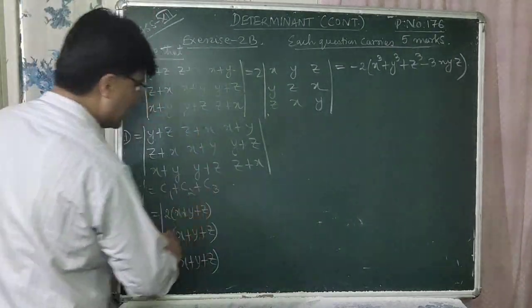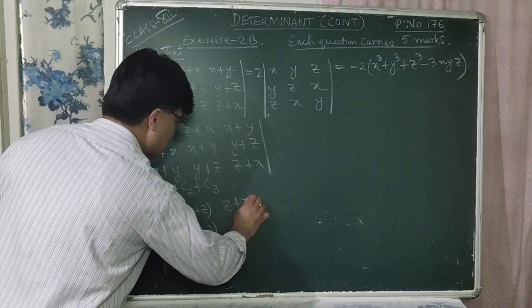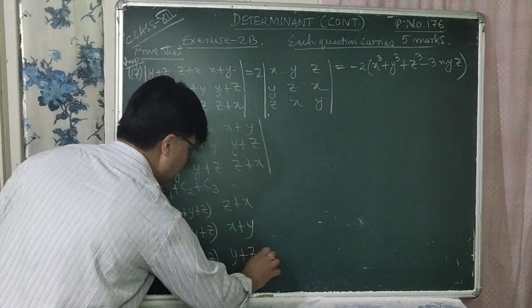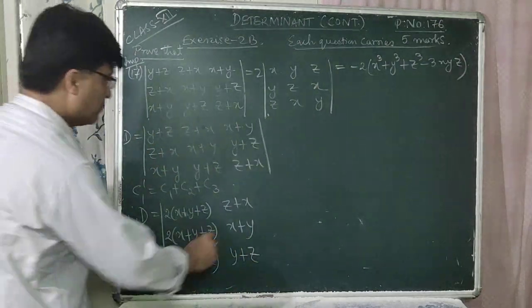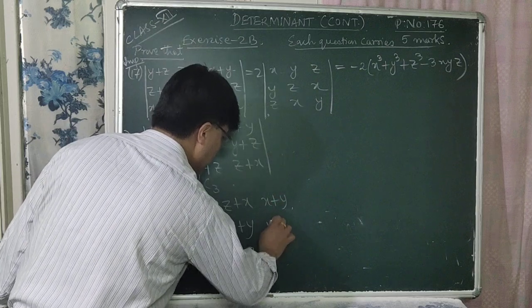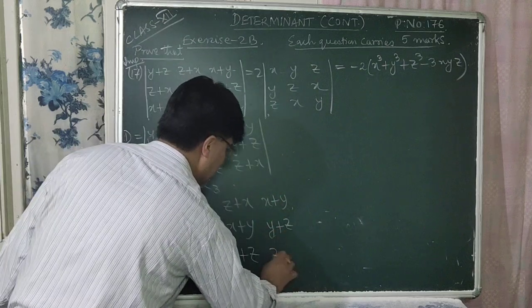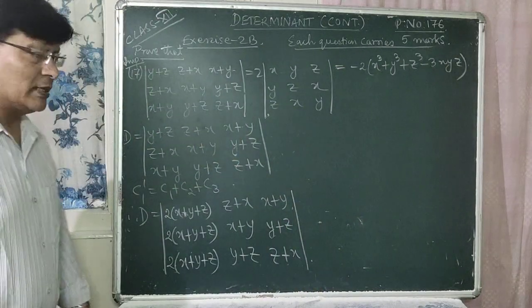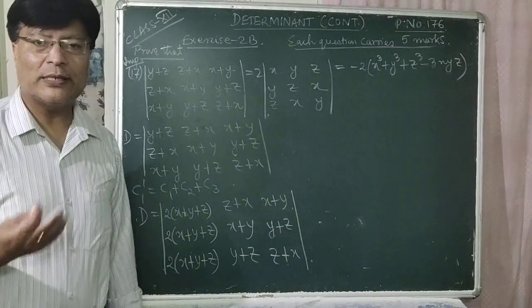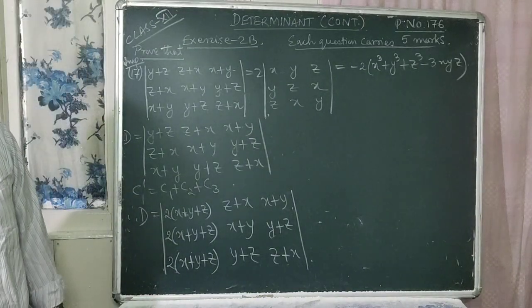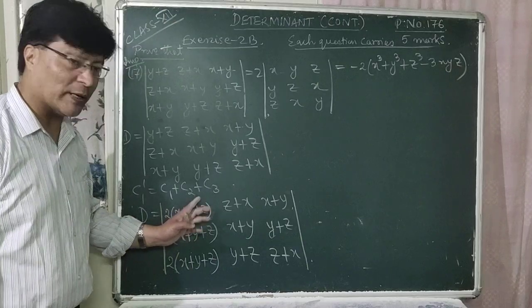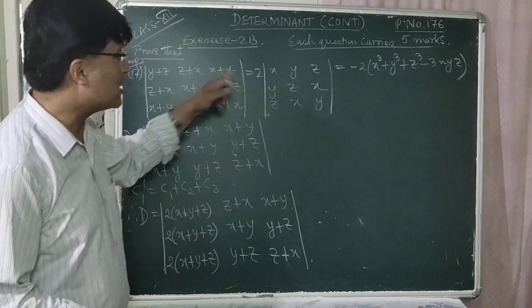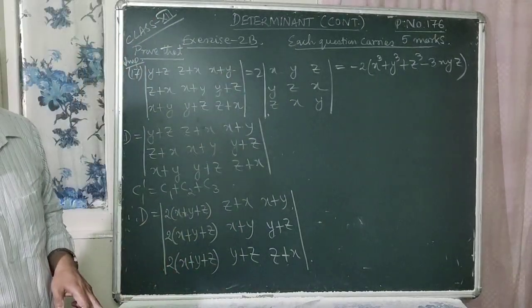So second column remains same. What is the second column? Z plus x, x plus y, and y plus z, right? Third column, x plus y, y plus z, and z plus x. Is that clear? So now what will you do in the next step? You have to take common. What is that common? Don't take 2 into x plus y plus z as common, because in the second determinant, which is to be proved, x plus y plus z is not taken common out here.